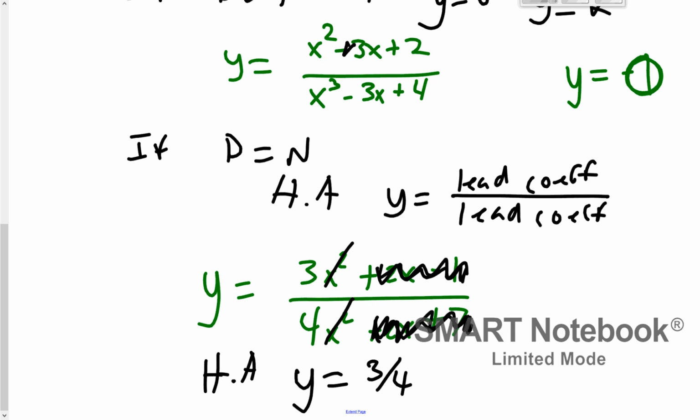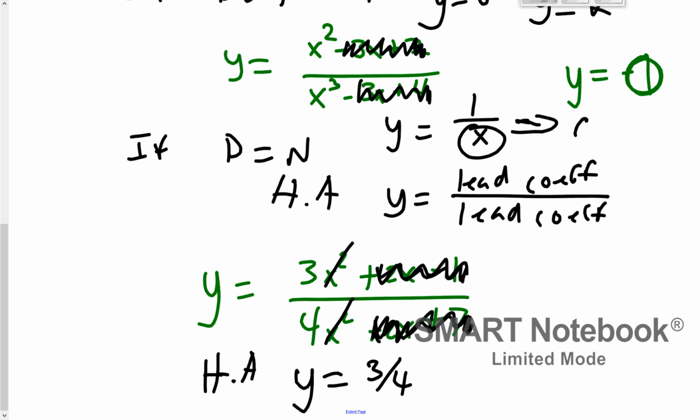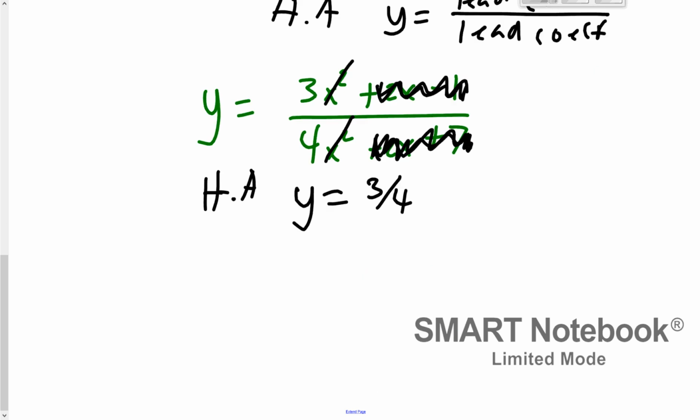Same thing up here. When I plug in bigger and bigger numbers, this linear and constant is going to drop off, right? So then I'm looking at x squared over x cubed, and x squared over x cubed is just y equals 1 over x. And as this gets bigger and bigger, it goes closer and closer. It approaches 0. So that's the degree of the horizontal asymptote and the vertical asymptote. One more thing though. You should be saying there's one more scenario.